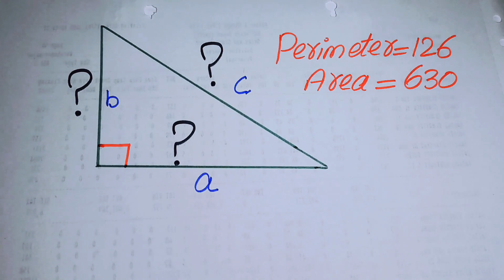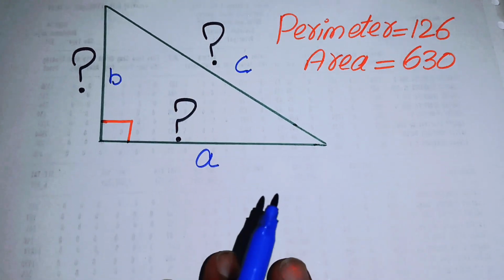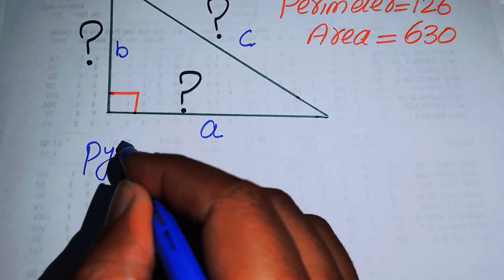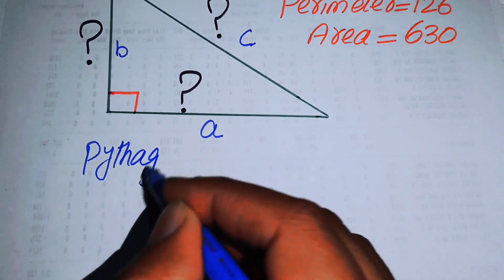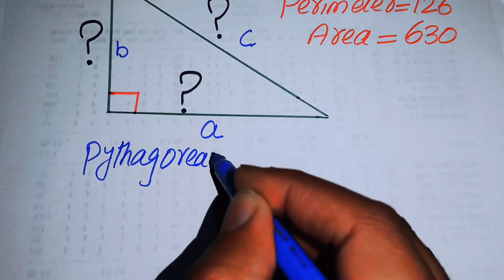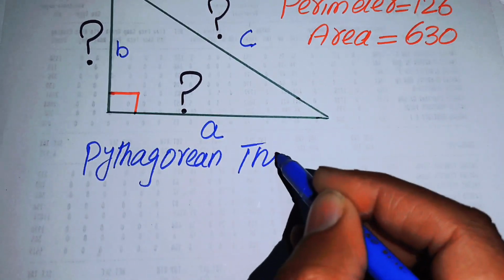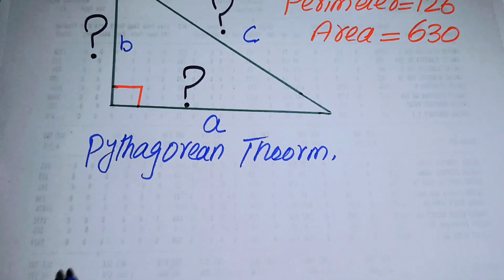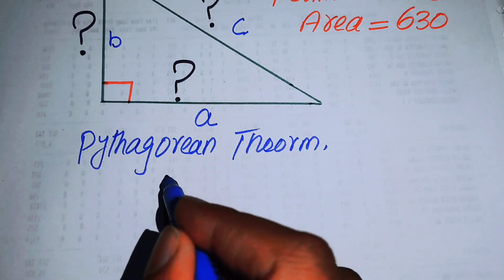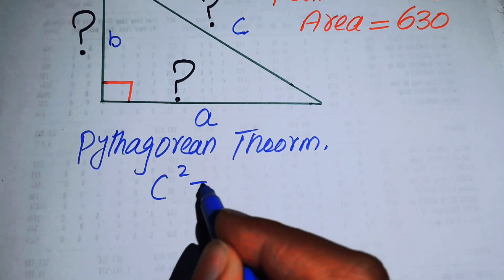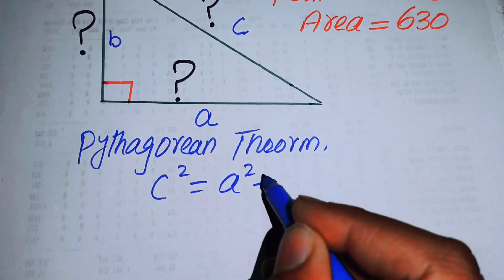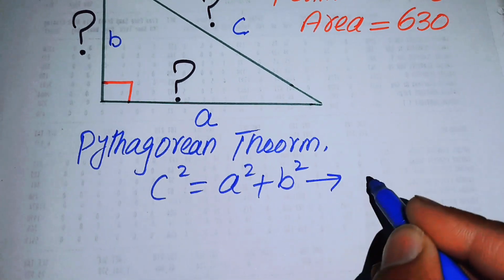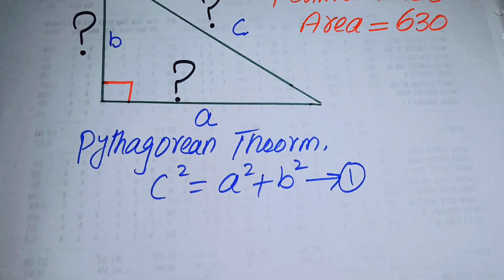And now here we use the nice Pythagorean theorem, and you know about the Pythagorean theorem. According to this Pythagorean theorem, we write that c square equals a square plus b square. And we call this equation number 1.